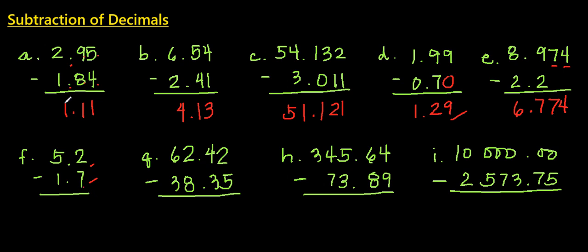Okay, so in this case, 2 minus 7, we cannot subtract it yet, so borrow 1. So this 5 will be 4, then this one will be 12. Okay. 12 minus 7 is 5. Copy the decimal point. 4 minus 1 is 3. So the final answer is 3.5.